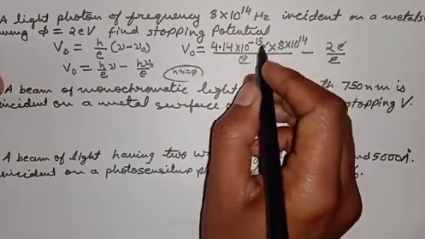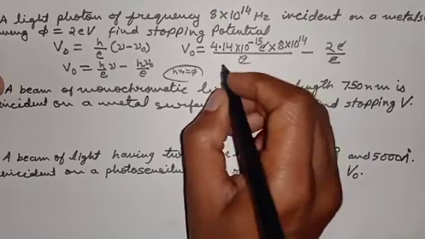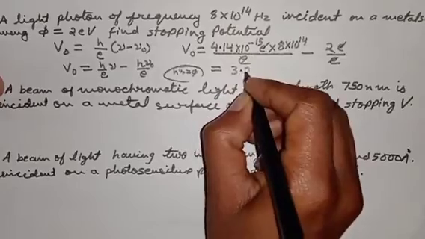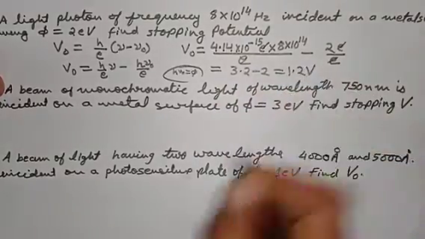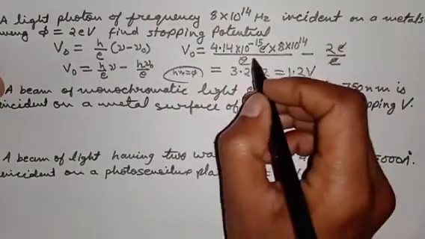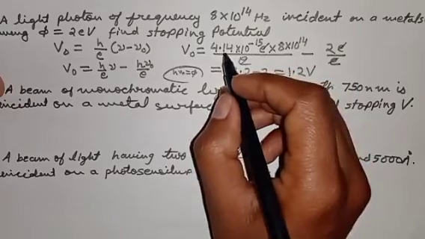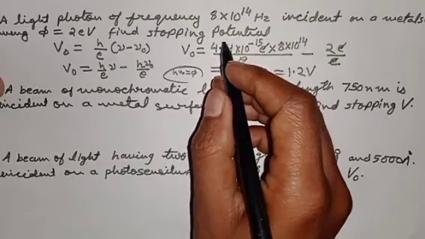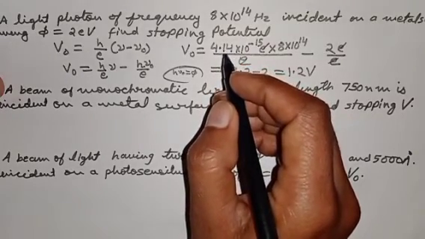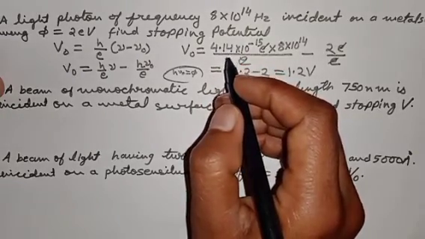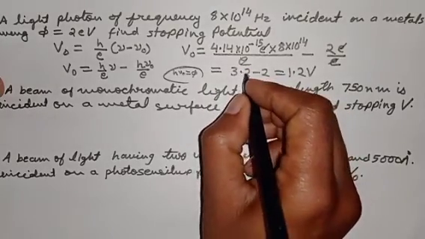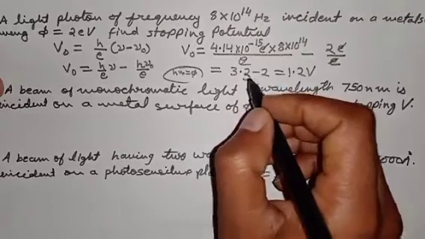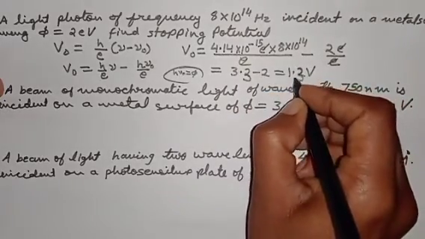It will be 32 into 10 to the power minus 1, so 3.2 minus 2, that is 1.2 volt. You can find it out. 8 4s are 32, then 3 8s are 24, plus 8 is 33, yeah, of course 33. Actually I have rounded off, taking only the first decimal place, so it will be 1.3 volt.